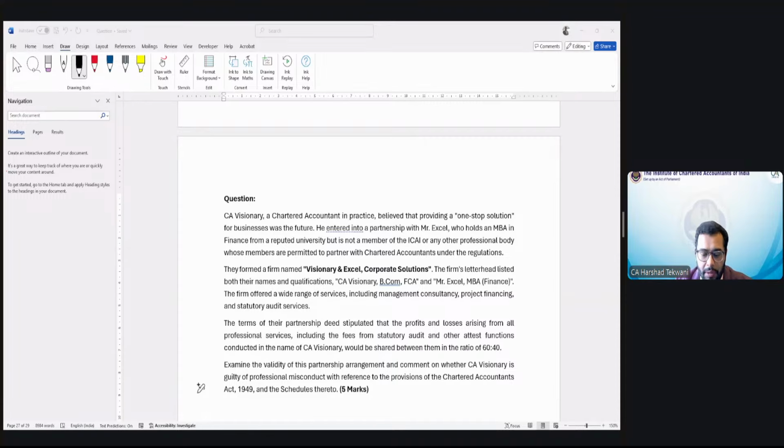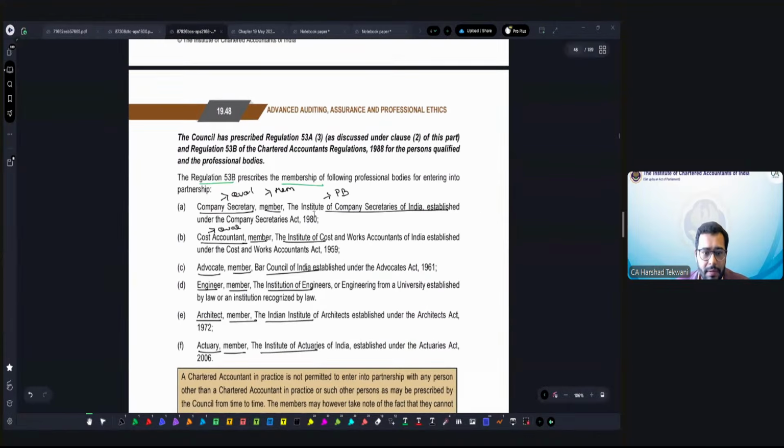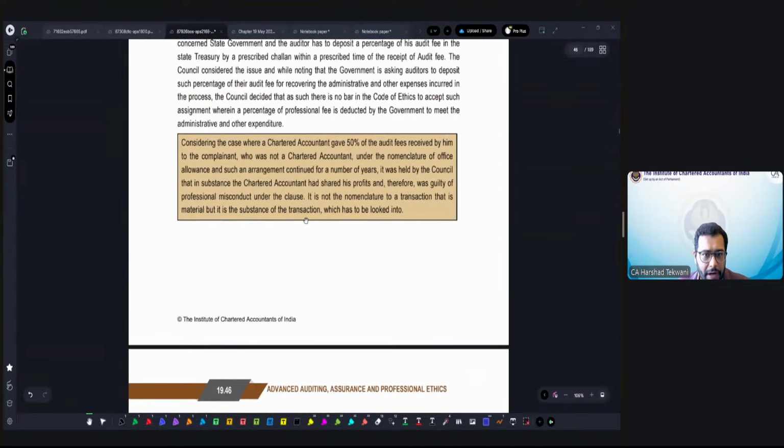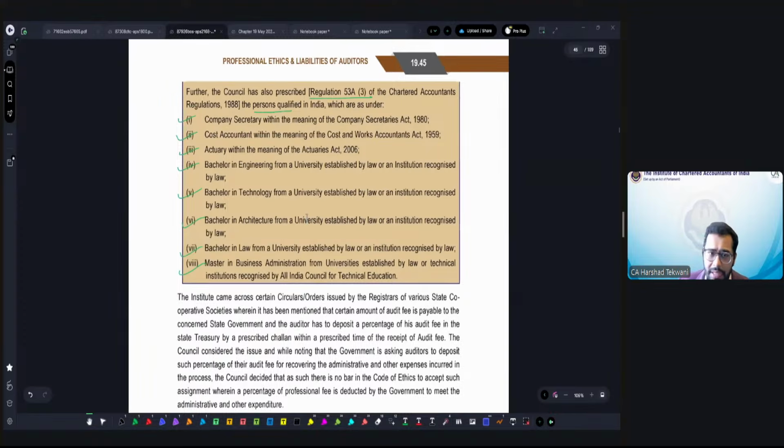Okay. So see, now in this question particularly, we are saying MBA is included. Okay, MBA is included. Now we'll go back to clause 4 again. Let me take you to clause 4 and we'll discuss that. So clause 4 says that yes, MBA is there. If I go to regulation 53A3, yes, MBA is there, but we forget to look into a few things. One, it says that from universities established by law or technical institutions recognized by the All India Council for Technical Education. It is not any MBA.